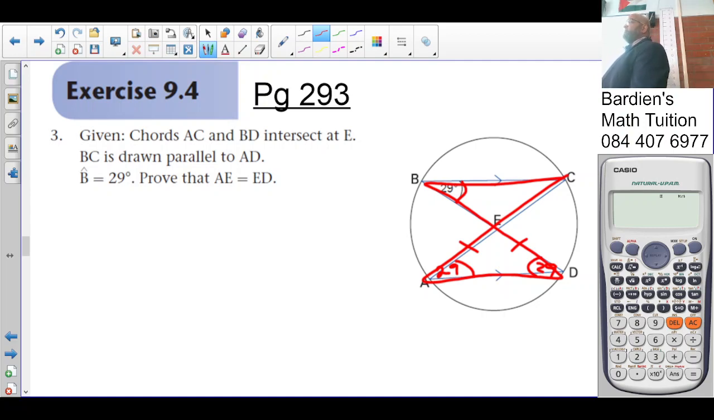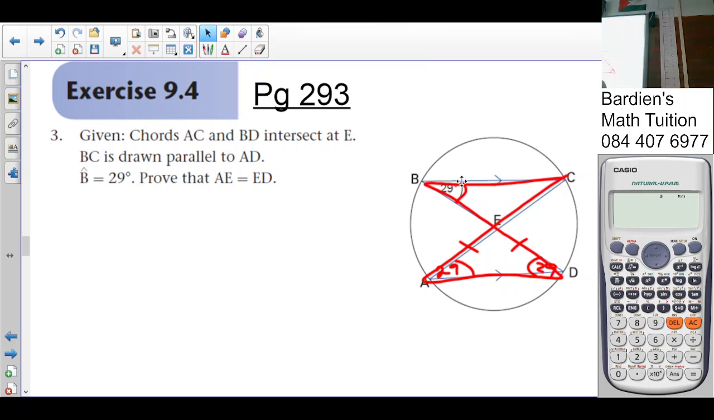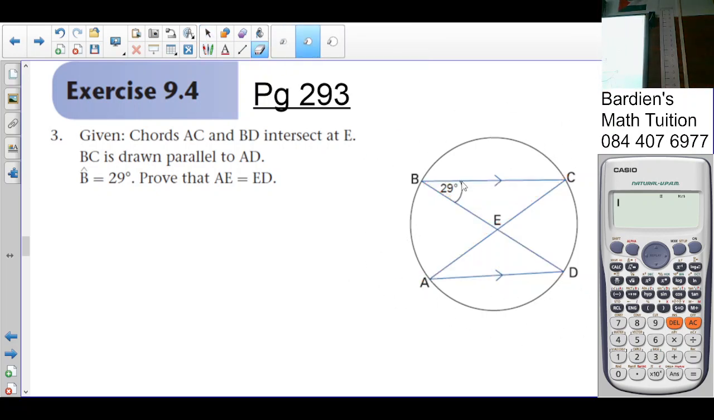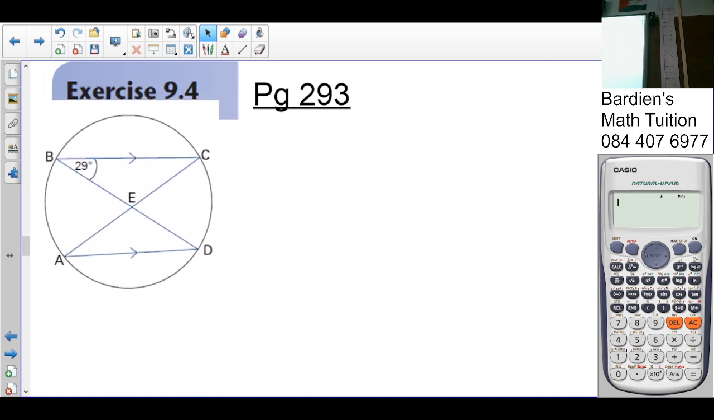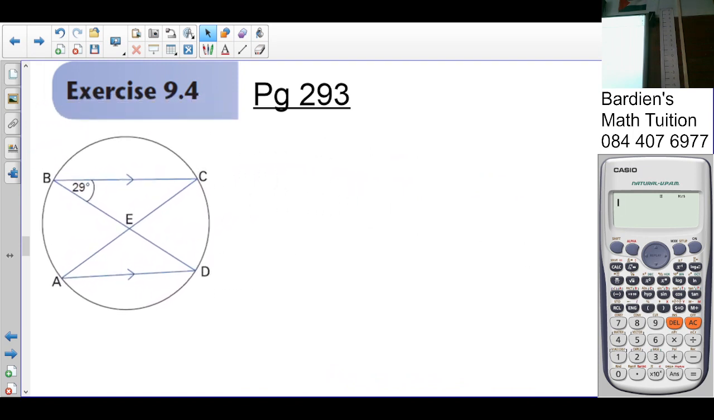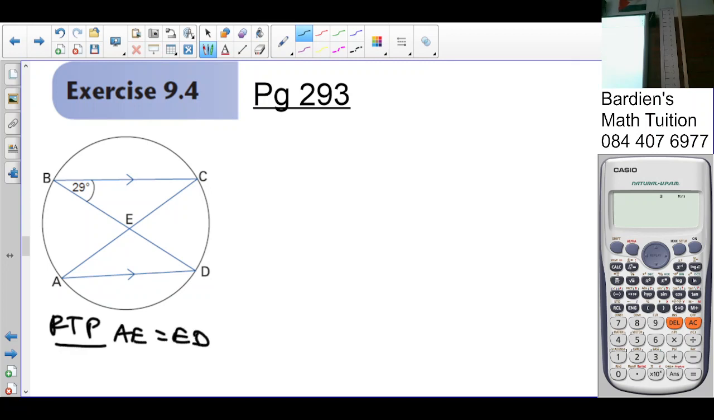Not so? But now, the layout is of utmost importance. Okay? Let's pull this over here. So RTP, you're required to prove that AE is equal to ED. Don't you write that down in your exam. Or open up with it, don't. Okay? You go straight into what you got.